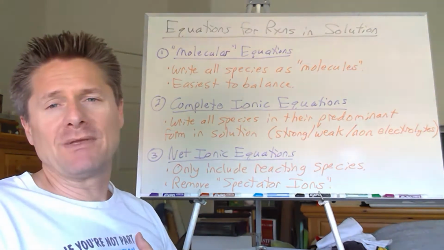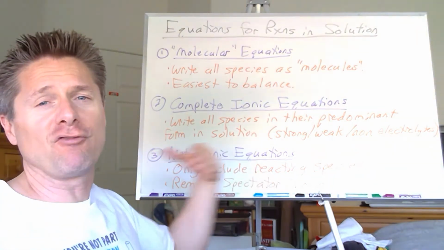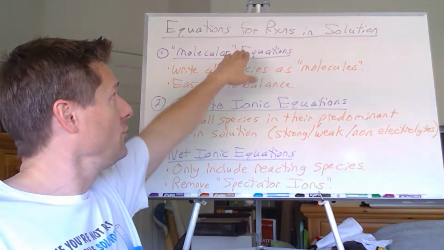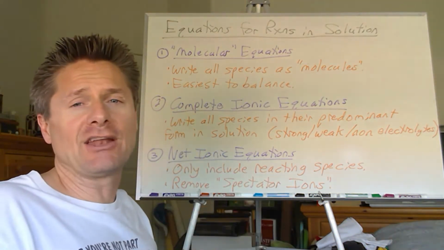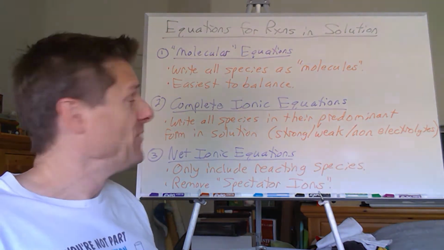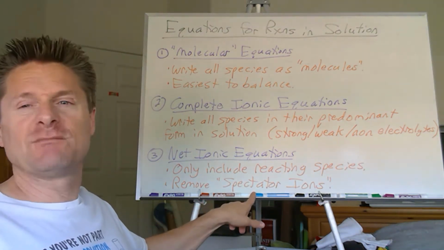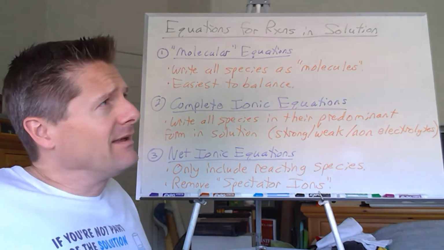So a lot of chemists at the higher levels do net ionic equations. This is the favorite for veteran chemists. And we do molecular and complete ionic in our head and just go straight to the net ionic equation, where all we want to include are the reacting species. The non-reacting species are called spectator ions.